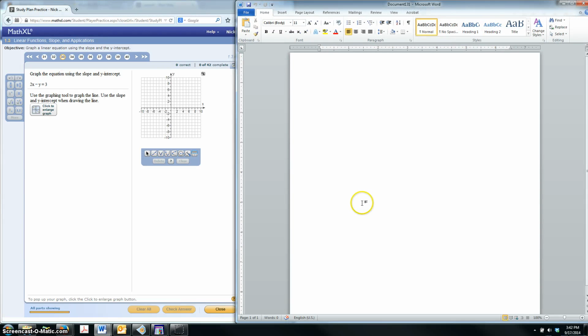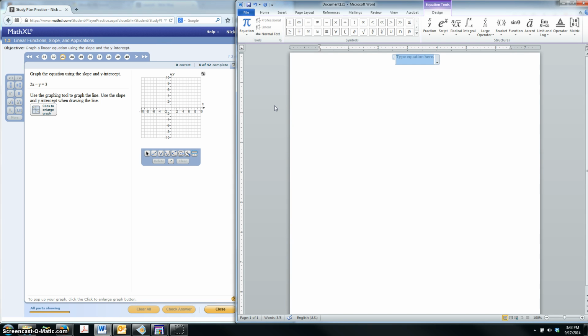You will see this on a midterm or something like that, so it's a good opportunity to go through this. I'm going to solve it over here on the right, and then I'm going to show you how to graph it. I think a lot of it might be with how you're working with this graphing tool. The problem says graph the equation using slope and y-intercept. So our equation is 2x minus y equals 3.